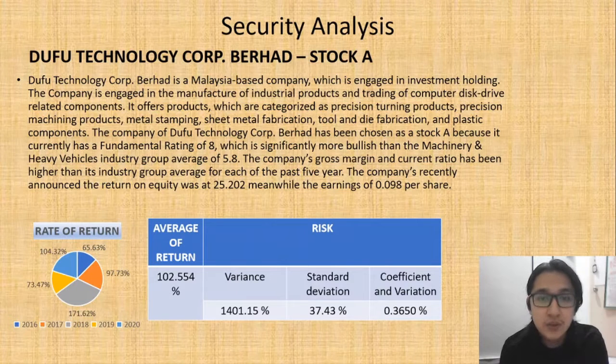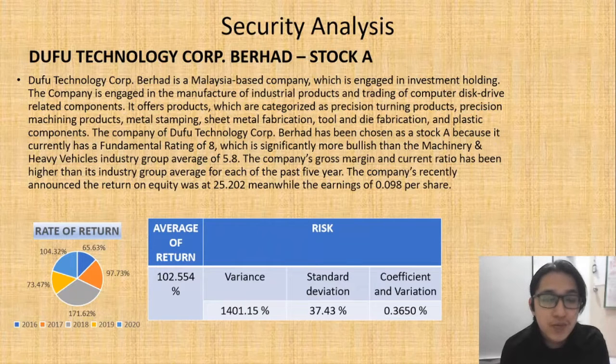The company's gross margin and current ratio have also been higher than its industry group average for each of the past 5 years. The company's recently announced return on equity was 25.202, while the earnings were 0.098 per share. So Dufu currently also has an EPS in a positive state. That is why we chose Dufu Technology, because they are still able to generate profit for their shareholders.